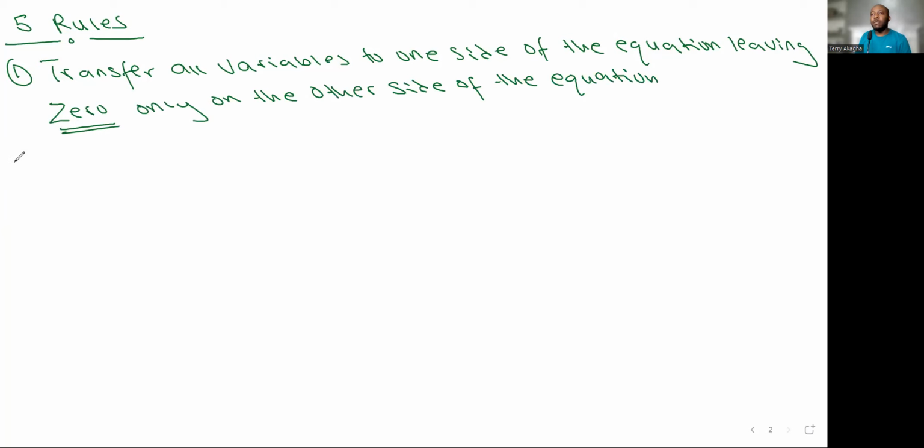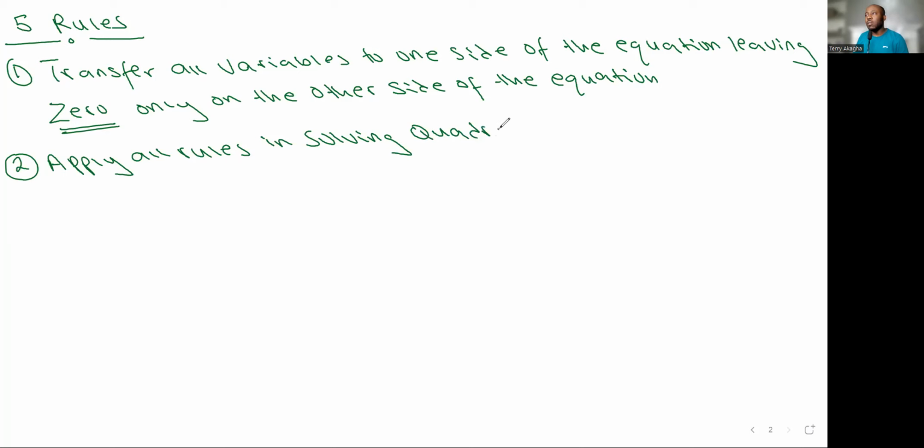Then when you've done that, number 2 is that you apply all the rules in solving a quadratic equation to find x. It could be any of the formula method, factorizing, or completing the square.